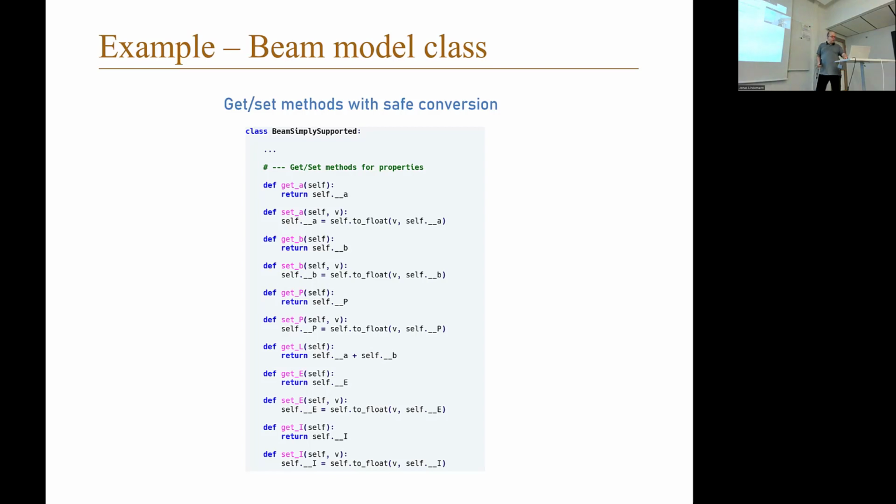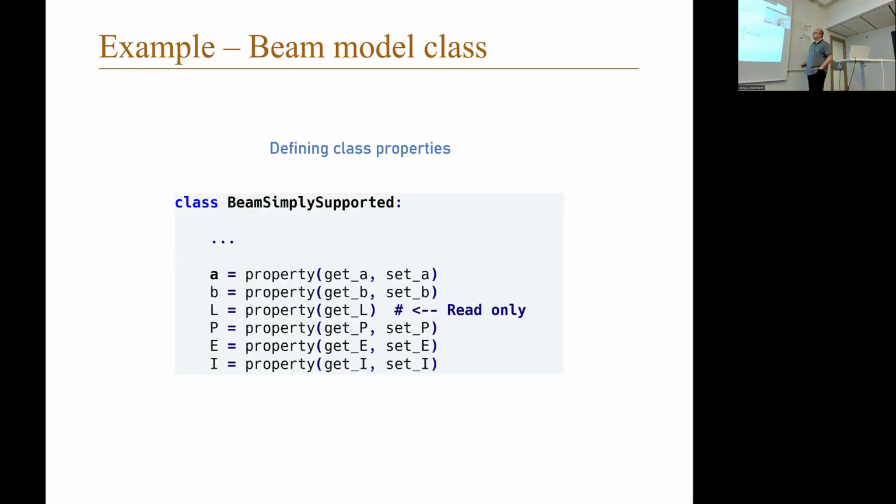Then I combine them into properties. So property A will get value from get A, set A, get B, set B. L can't be assigned because this is a computed value. So it only has one, get L. Then I have properties like this.